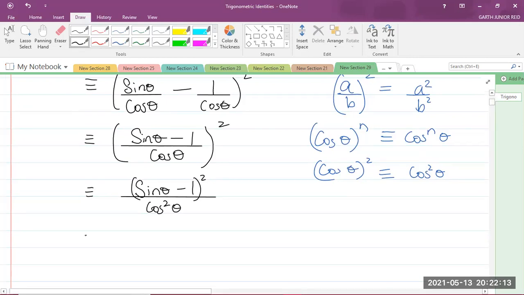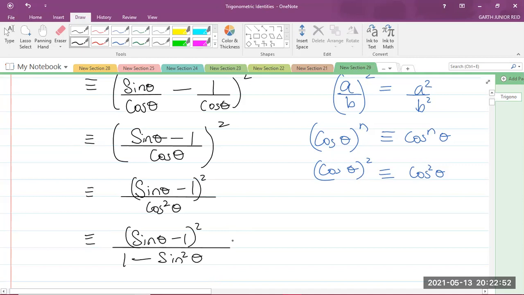Okay, let us now continue. So this is now equivalent to, all right, sine theta minus 1 all squared. Now in the denominator, I had stated that cos squared theta is equivalent to 1 minus sine squared theta. So that is the term that I'll be having in my denominator: 1 minus sine squared theta.